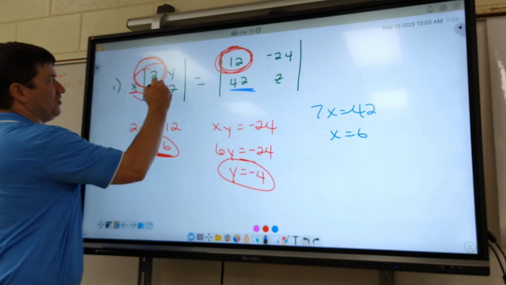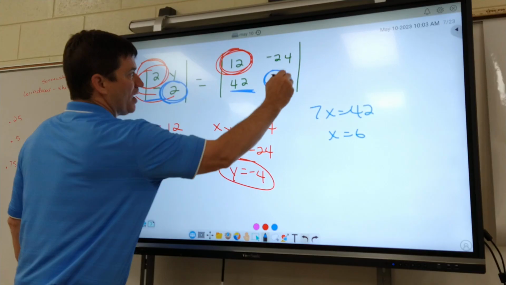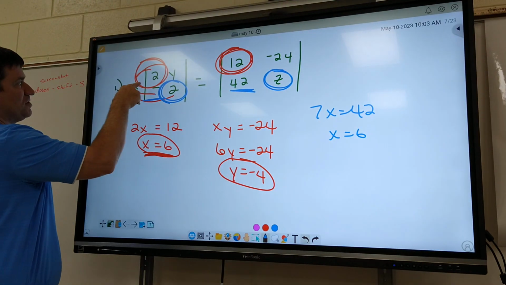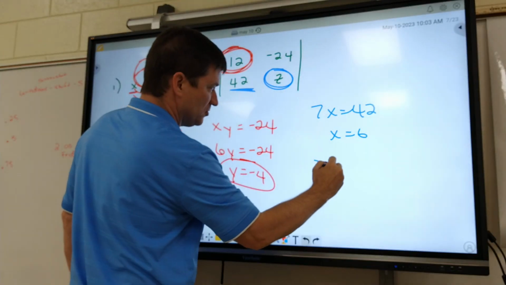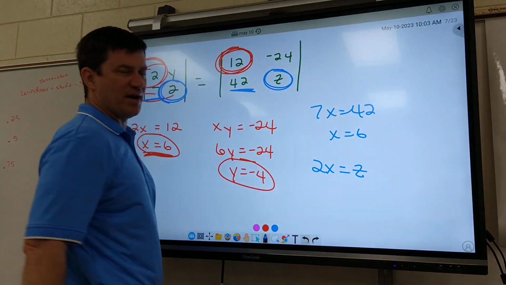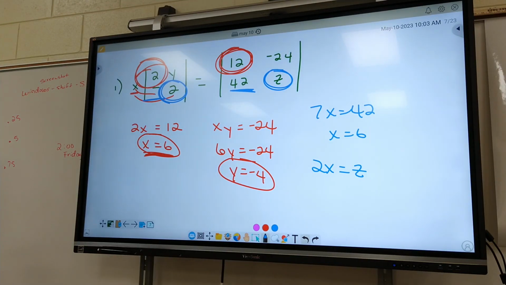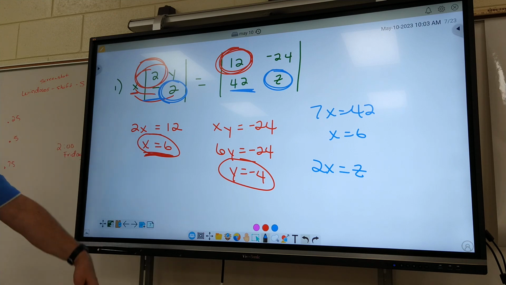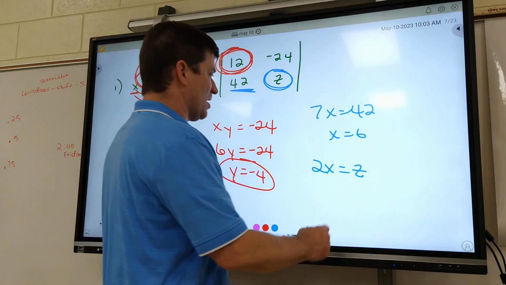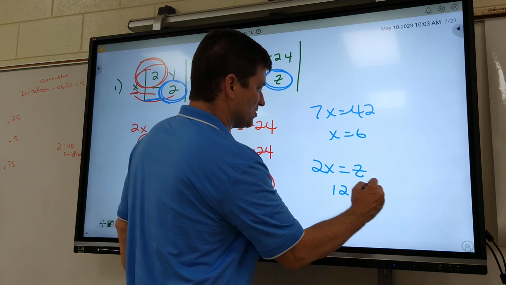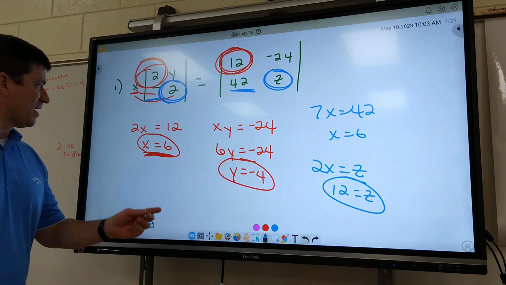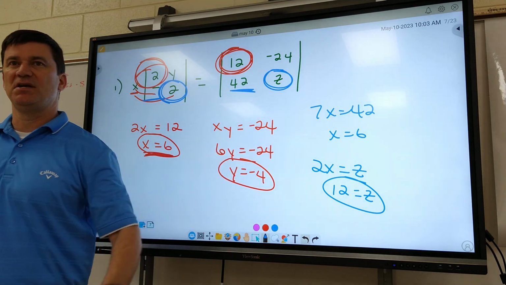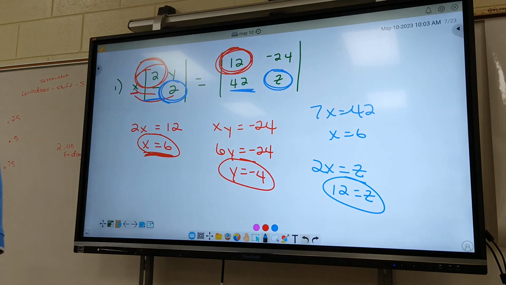All right, last, Matthew, we're going to take that spot and set it equal to that spot. So 2 times x equals z. 2x equals z. How can I get an answer for that? We already know that x equals 6, right? Plug 6 in there. 2 times 6, 12 equals z. So you got to find an answer for x, y, and z. That's how you do number 1 and number 2.